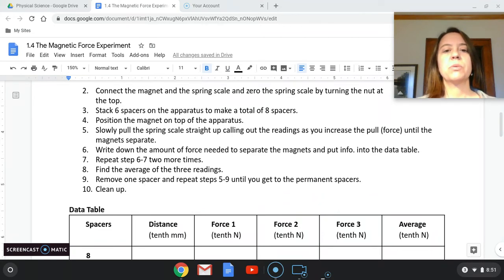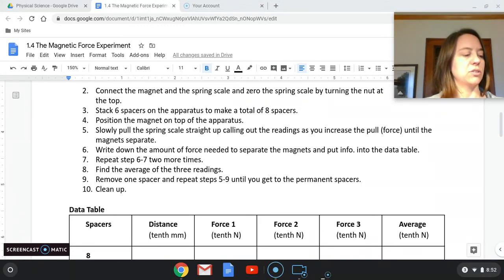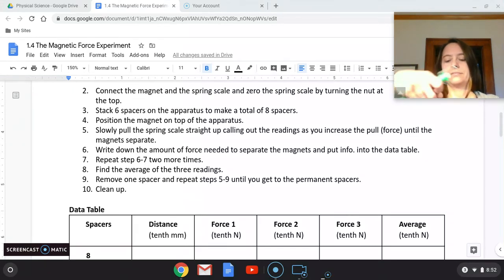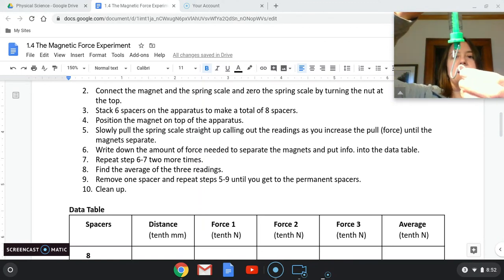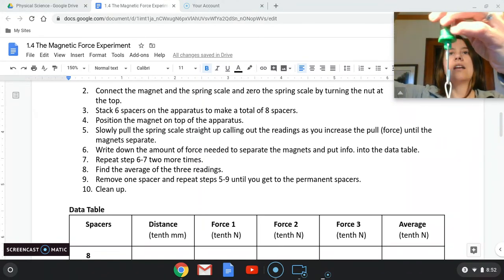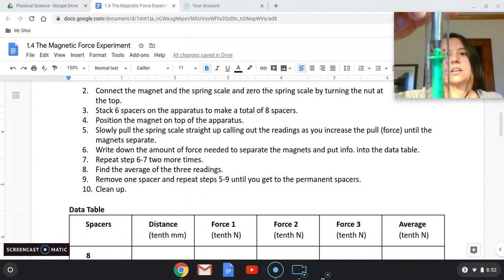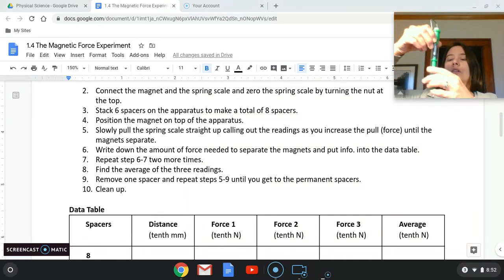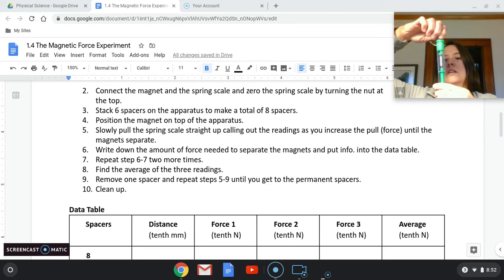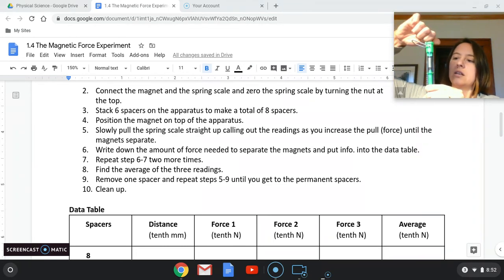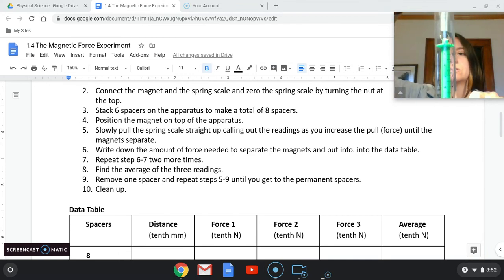Connect the magnet and the spring scale and zero the spring scale by turning the nut at the top, and stack 6 spacers on the apparatus to make a total of 8 spacers. So I'm going to connect the magnet to the spring scale, and then you might be able to see that it's not at 0, so I'm going to turn the nut until the top of the force indicator is at 0.